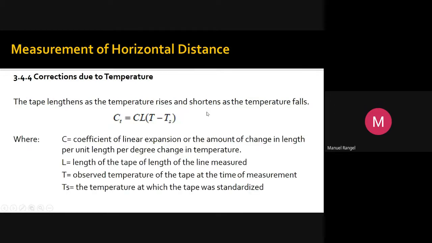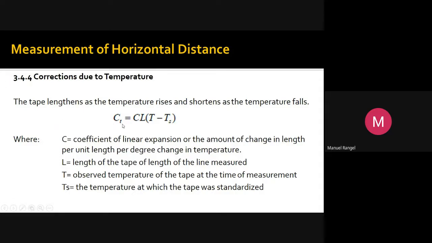Okay. Then another correction is due to temperature. So the tape lengthens as temperature rises and shortens as temperature falls. So tama ni due to science, no? So kung mainit ang panahon, humahaba yung tape. Pero kung malamig, umiiksi naman yung tape. Lalo kung ang tape niyo is metal, no? So that is physics.